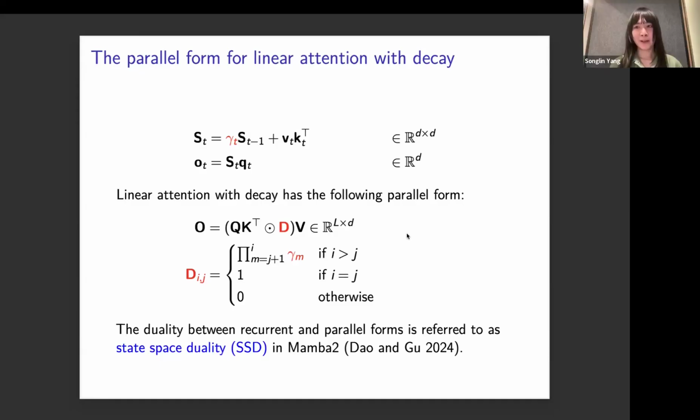Yes, because recall that for the chunkwise algorithm, the intra-chunk output computation essentially uses this parallel form. So it is very convenient to first derive the recurrent form and then to derive the parallel form. And with these two forms, it is relatively easy to derive the chunkwise form, which sits between the recurrent form and the parallel form. But sometimes the parallel form doesn't look exactly like attention, right? It can look slightly different.